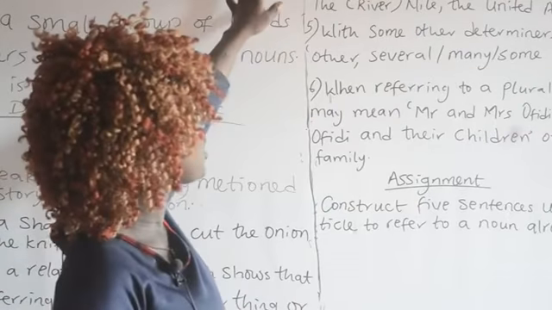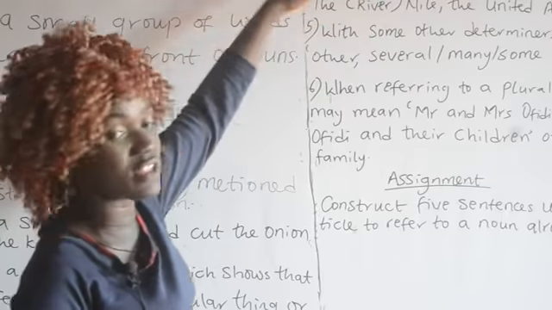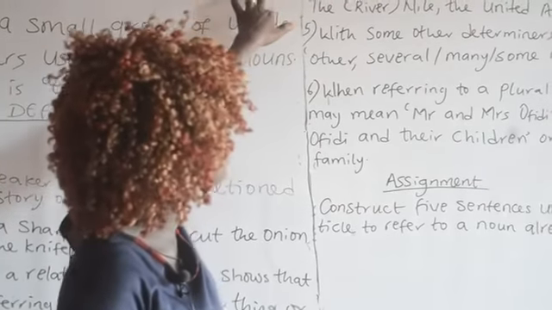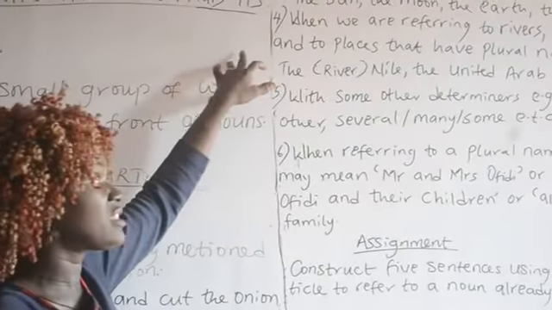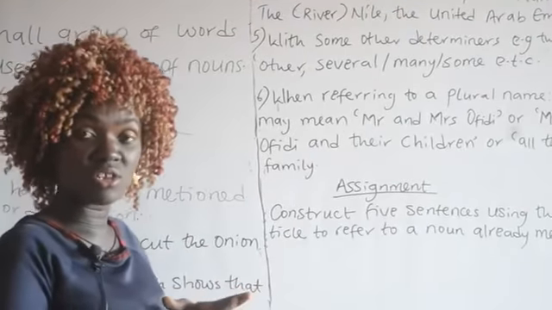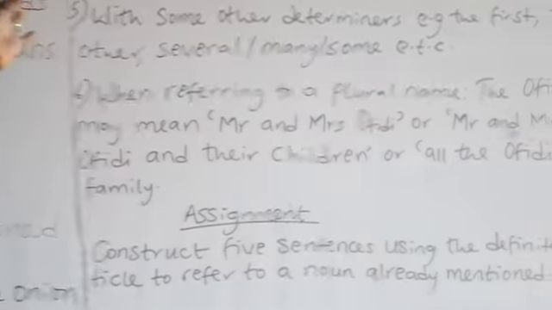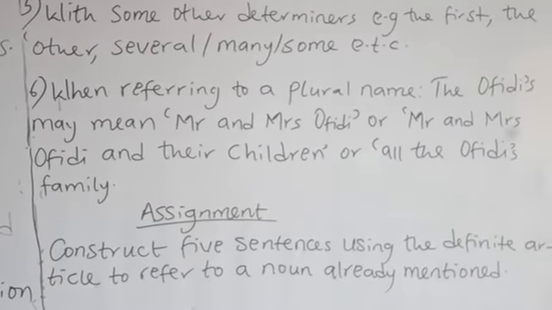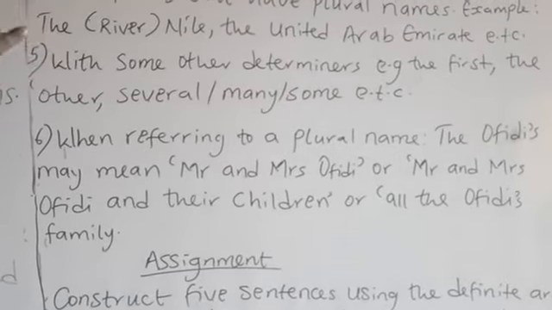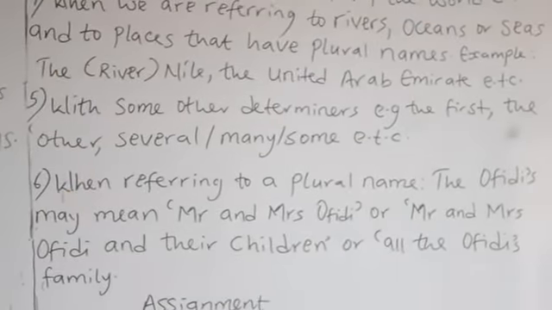Another use of the definite article is when we are referring to rivers, oceans, or seas, and to places that have plural names. When referring to oceans, seas or rivers, we use the definite article the. For example, the River Nile, the United Arab Emirates. We use the article the.